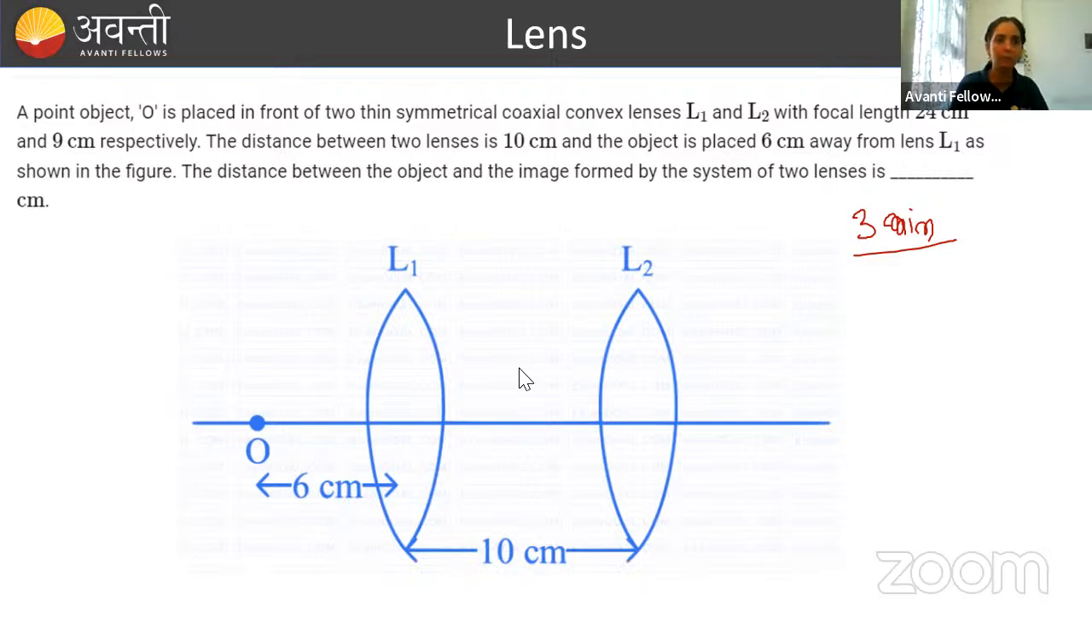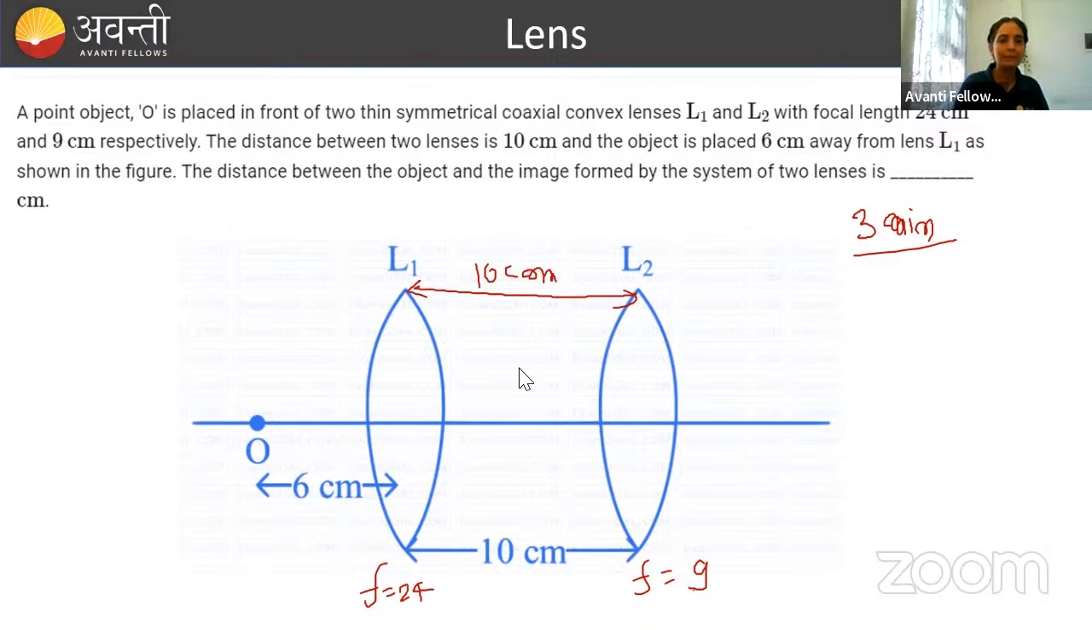And how it is important here, I will let you see. I will just take you through that. See here, there are two lenses, right? And there is an object placed in front of two thin symmetrical coaxial convex lenses. Okay, they are coaxial, means their principal axis is the same, and their focal lengths are different. One is 24 centimeter, another 9 centimeter. So the focal length of this is 24 and the focal length of this is 9. The distance between the two lenses is equal to 10 centimeter.